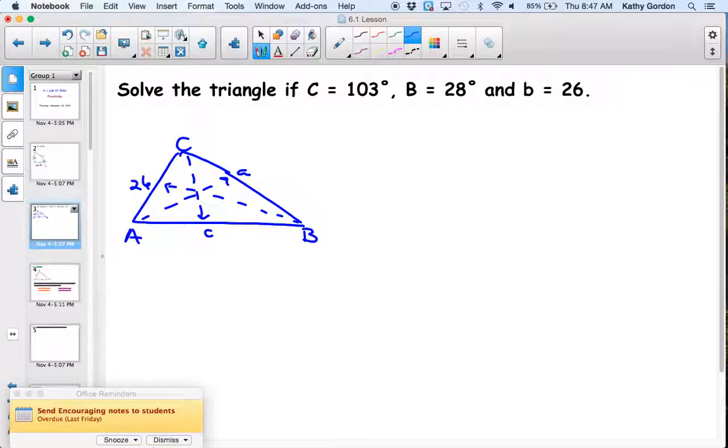So it doesn't really matter where you start out by labeling your vertices for your angles, but it does then matter where you label your sides in respect to that. Okay? And now if I label the things that I know, I've got this angle right here at 103, this angle right here at 28, and then the 26 for that side.